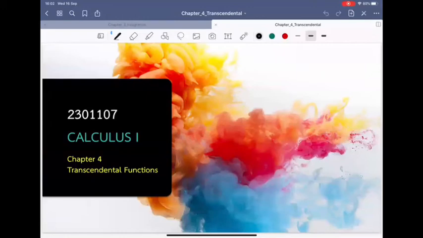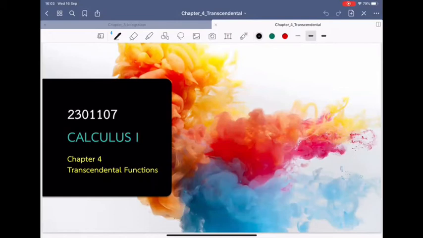All right, so this is going to be lecture 4, for chapter 4, which is the transcendental function. Transcendental function means the function that does not satisfy the polynomial equation. In other words, this is the function that cannot be expressed in terms of a finite sequence of algebraic functions of addition, subtraction, multiplication, division, or something like that.